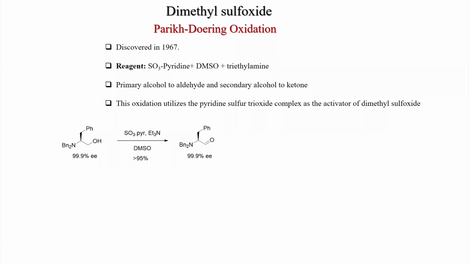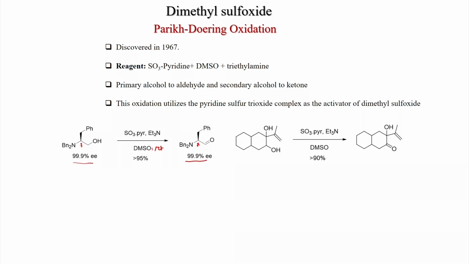This reaction is quite mild. As you can see, there is a chiral center here, and the starting material was 99.9% E, and after this reaction the aldehyde is formed, but the chiral center is not racemized under the reaction condition. Generally this is at room temperature, and under this condition the enantiomeric purity is retained.